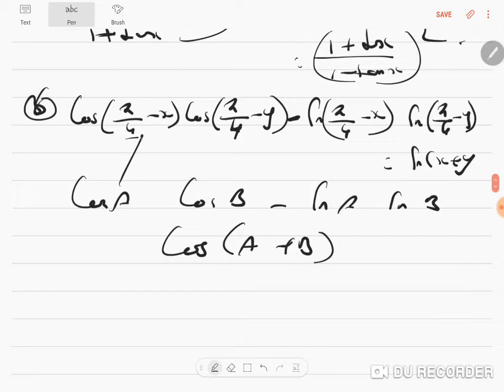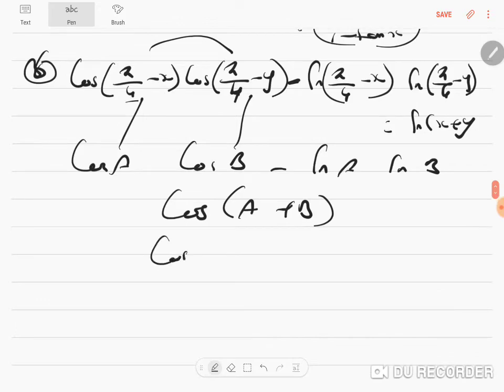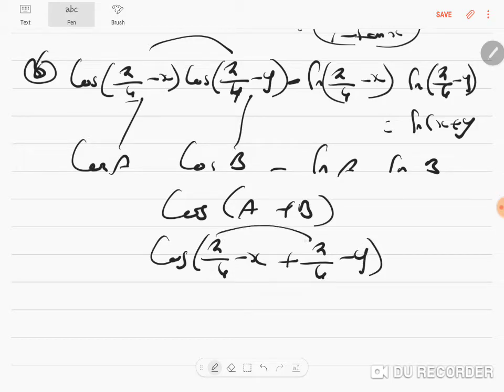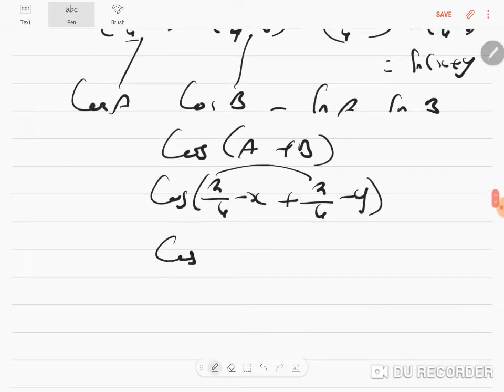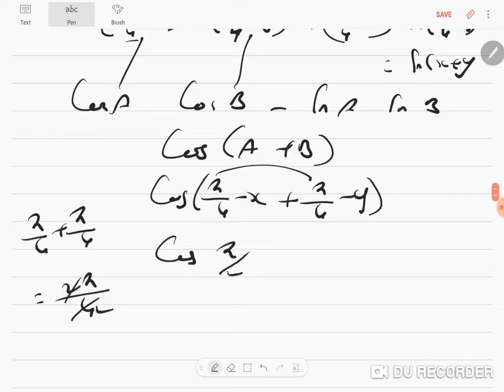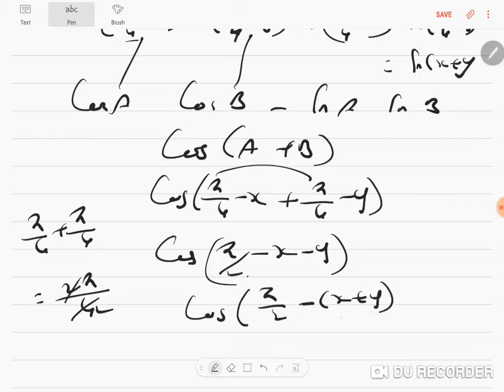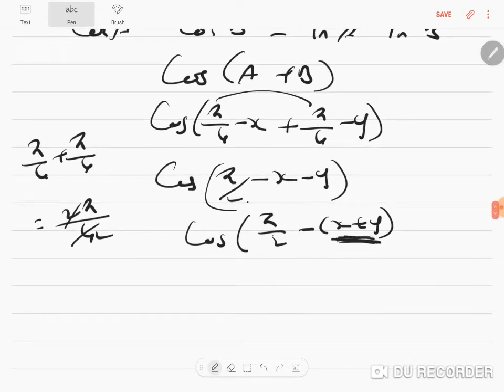What is a in the sum? It is this, and b in the sum is this, because it is cos a cos b minus sin a sin b. So, cos of pi by 4 minus x instead of a, and b as pi by 4 minus y. Pi by 4 and pi by 4 is pi by 2. You can take LCM and see pi by 4 and pi by 4 will be pi by 2 minus x minus y, which can be written as cos(pi by 2 minus of (x plus y)), because you want the angle to be as one lot.